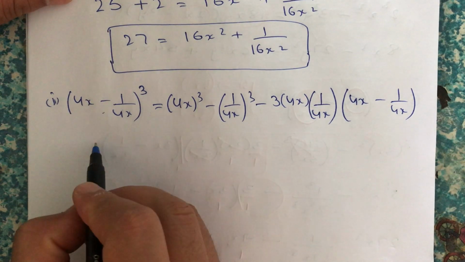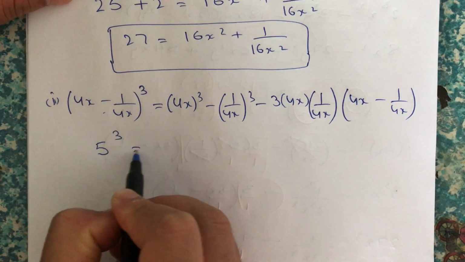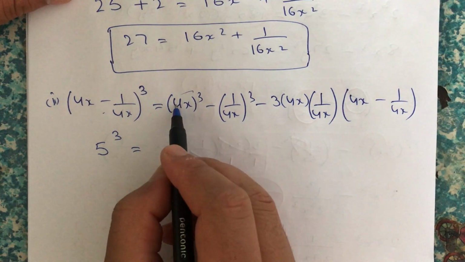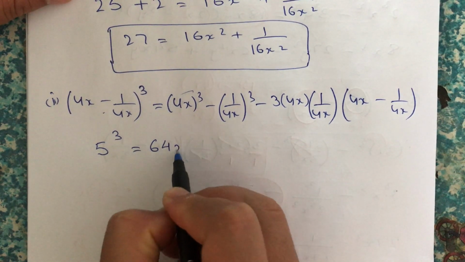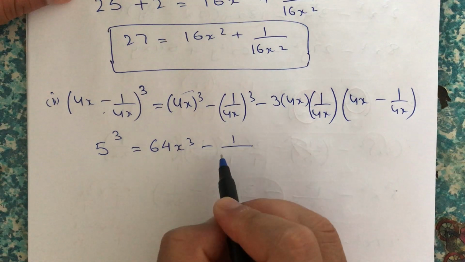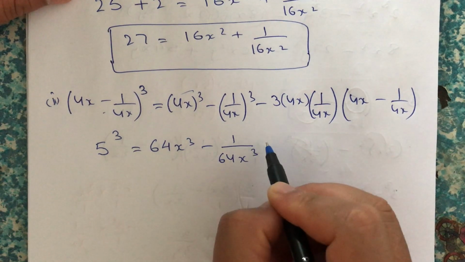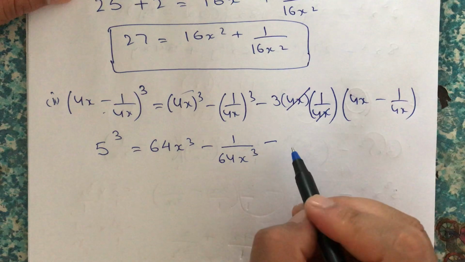So in place of this, what will you write? You'll write a 5, and then there is a cube, and over here this is for both of them. 4 cubed, everyone should know it's 64. x cubed minus 1 cubed is still a 1. 4 cubed is again 64. x cubed is this, and over here we can do the cancellation, so we are left with 3.